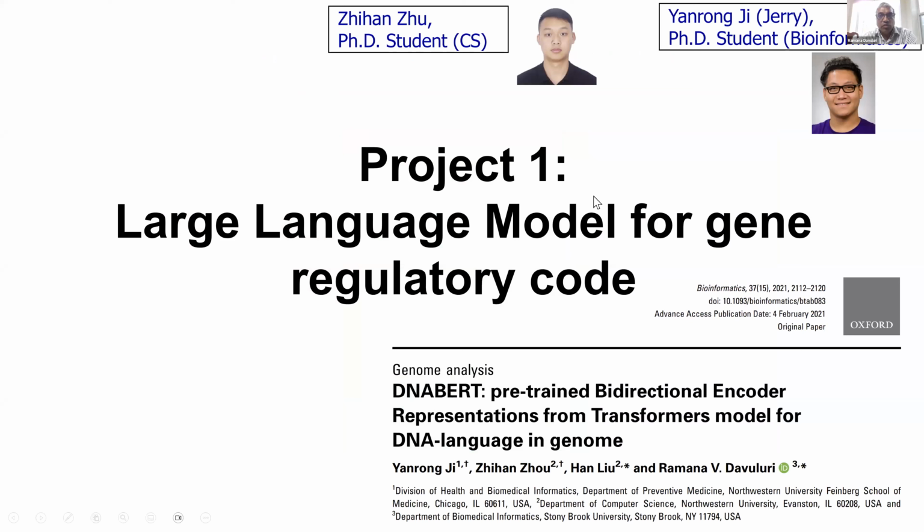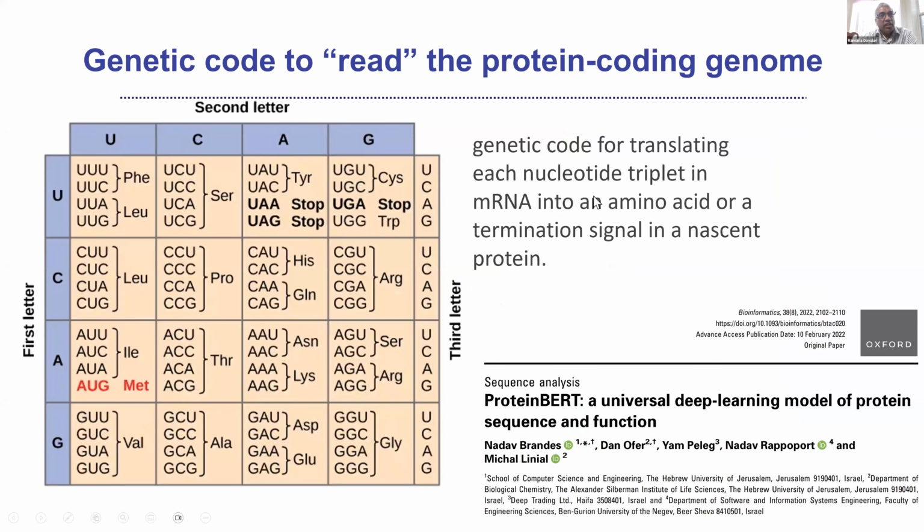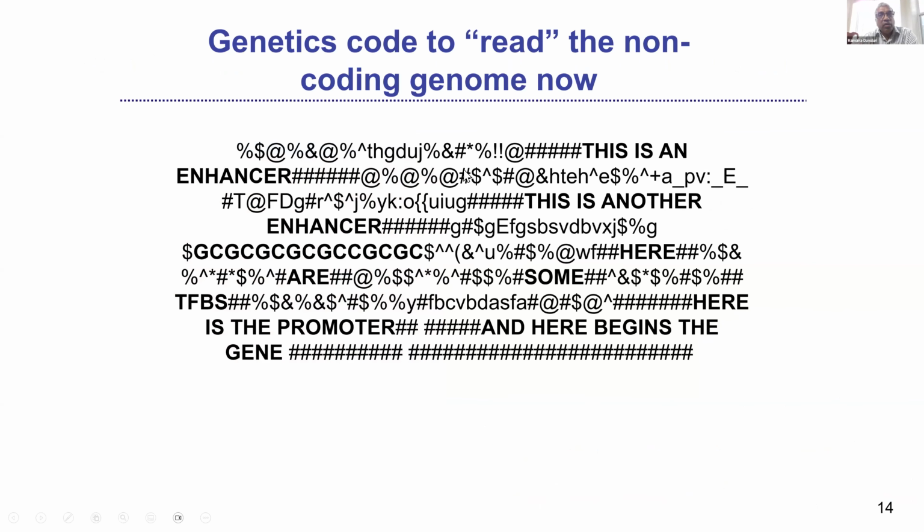So you may ask, don't we understand the DNA language? Yeah, we can understand. We know what it is in the protein coding regions. Of course, there is another BERT model that was published later in 2022, but we can read a given protein sequence using this triplet codon table. But if we look at the non-coding region, we don't have anything like that.